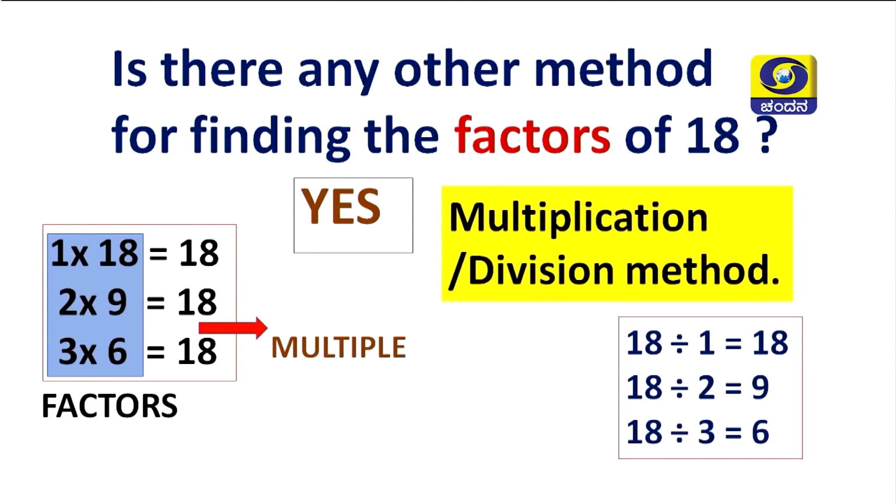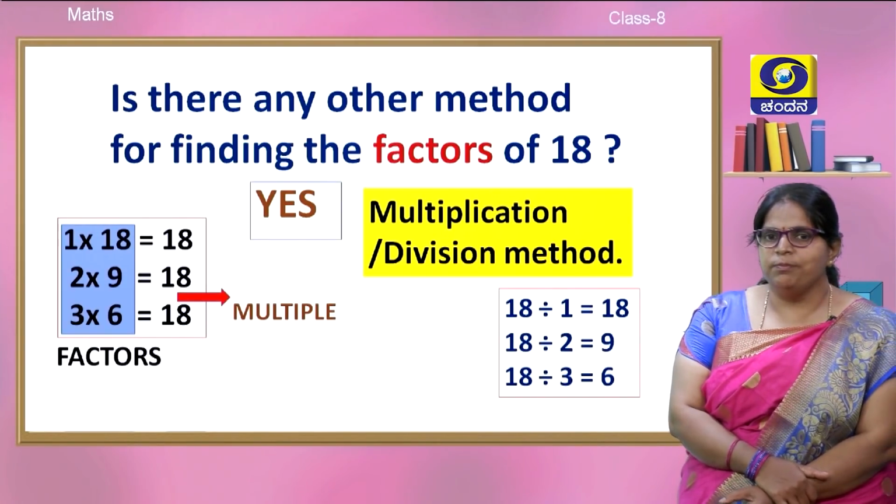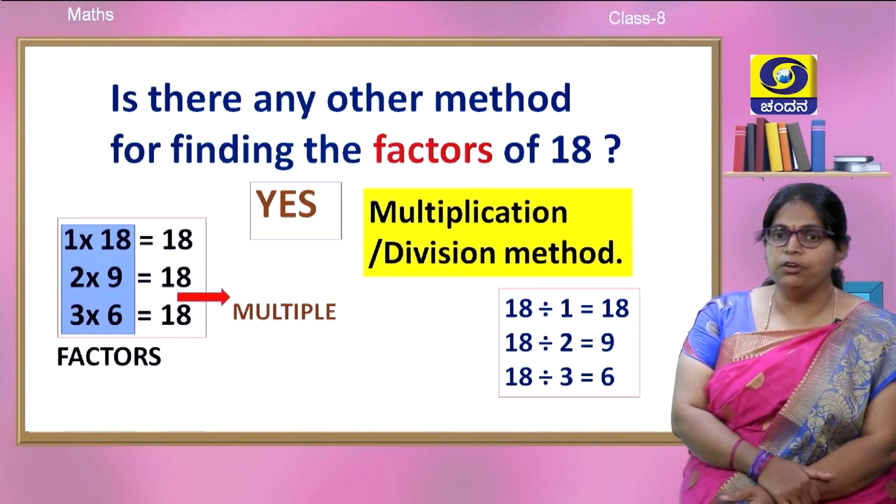Similarly, in the method of division, divide 18 by 1. 1 18s are 18. That means 18 is completely divisible by 1. Therefore, 1 is a factor of 18. 18 divided by 2. 2 9s are 18. Since 18 is completely divisible by 2, therefore 2 is also a factor of 18. And similarly, 18 divided by 3, 3 6s are 18. Therefore, 3 and 6 are the factors of 18. Now children, so we can find the factors of 18 by the multiplication and division method also.